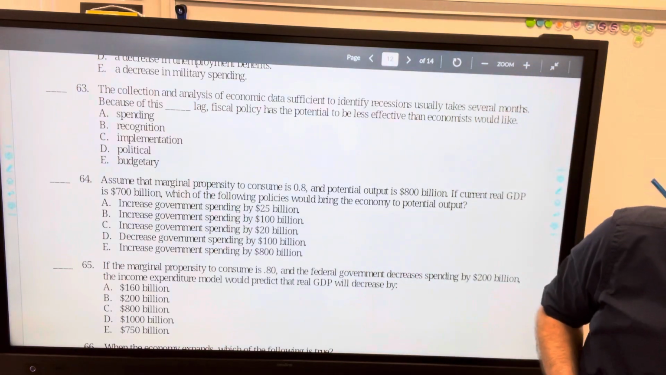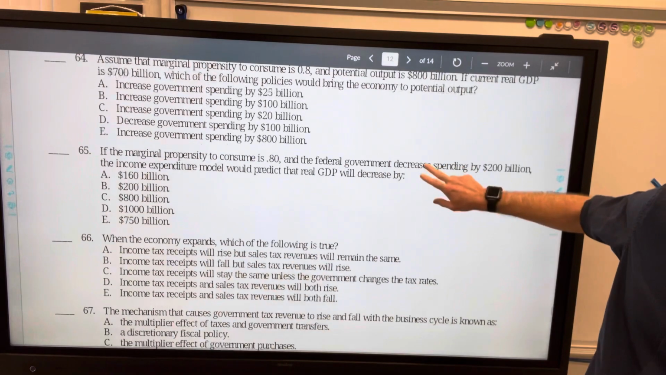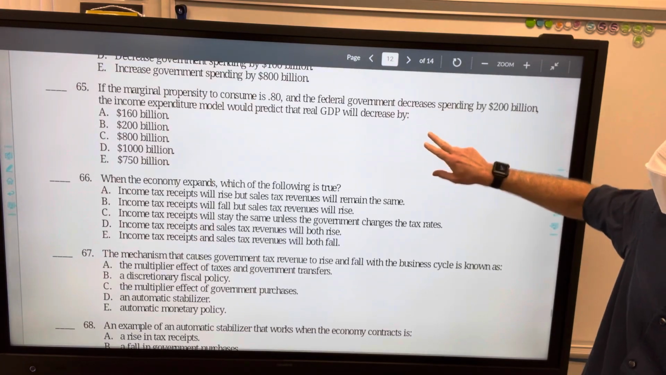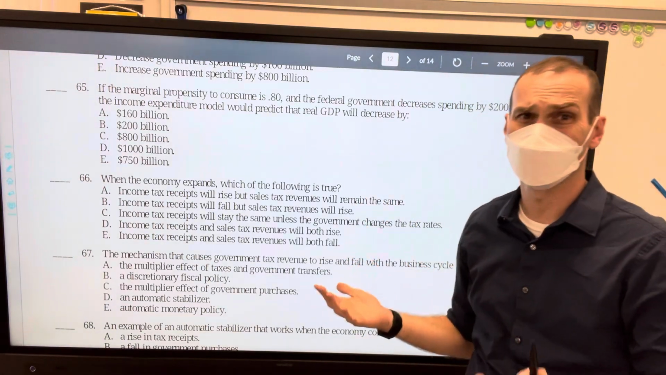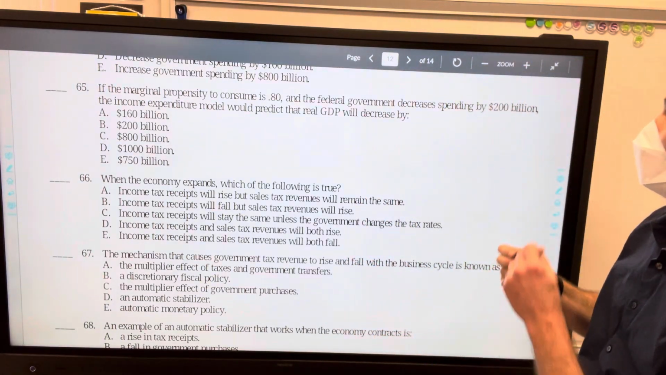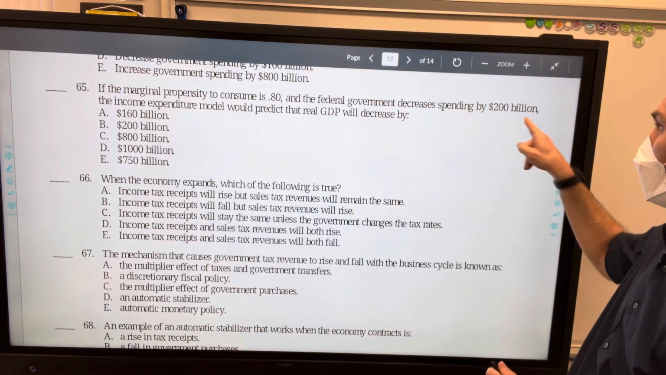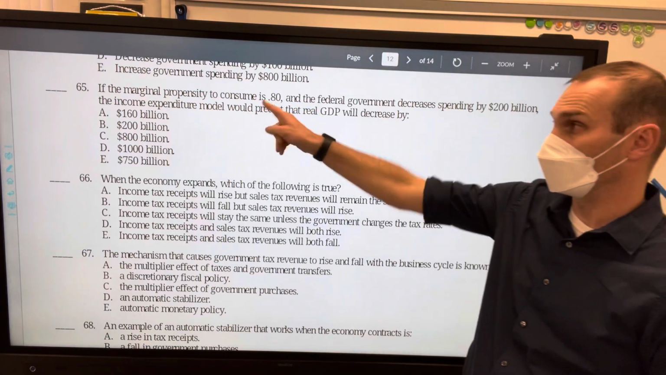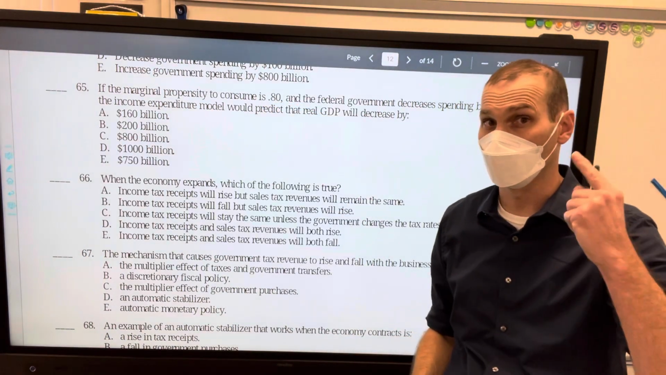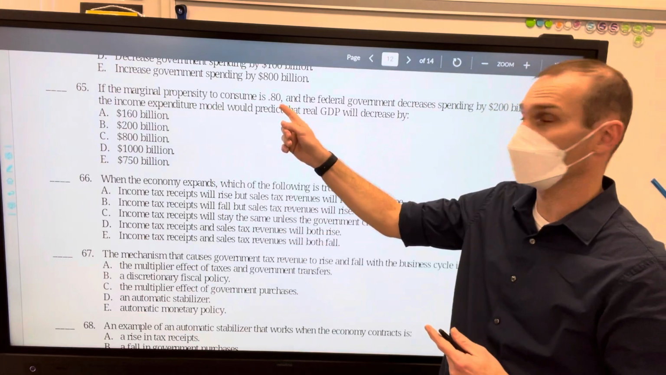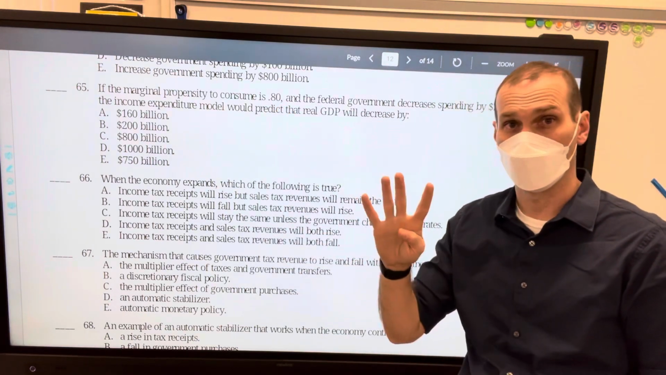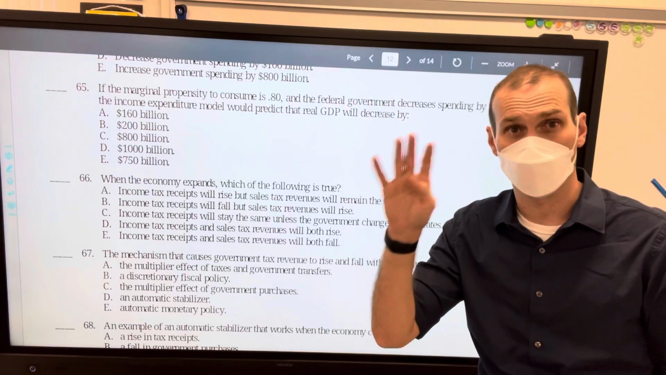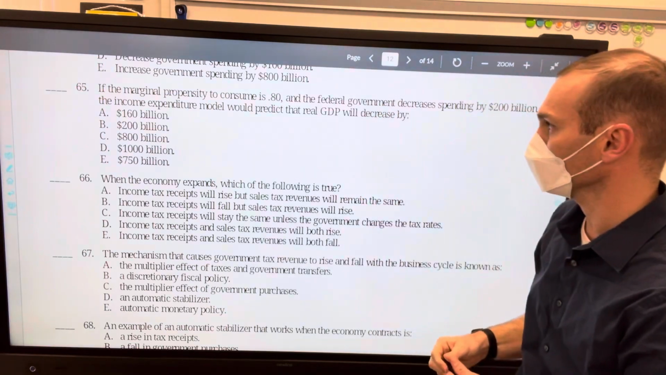All right, 65. So 65 says the marginal propensity to consume is 0.8, the same thing. And the federal government cuts spending, decreases spending by $200 billion. All right, right when you get to marginal propensity to consume, just go spending multiplier must be, all right, MPS is 0.2, 0.2 goes into 1 5 times, tax multiplier must be 4. So spending multiplier is 5, tax multiplier is 4.